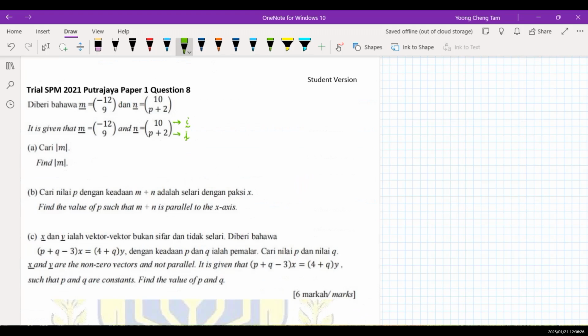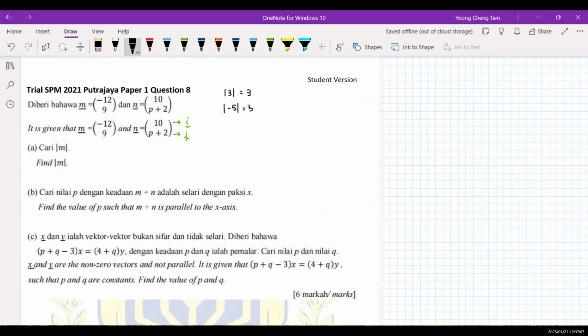Of course, vector i refers to the x-axis, and vector j refers to the y-axis. Now let's look at question A. Find the modulus of n. You need to know that this modulus is not the modulus that you learned in other chapters. So let's do a revision of the meaning of modulus. In other chapters, the modulus of, let's say, 3 is equal to 3, right? Modulus of 3 is equal to 3. Let's say modulus of negative 5.